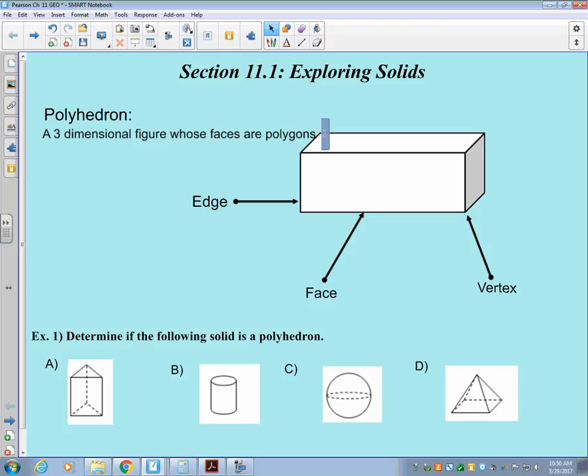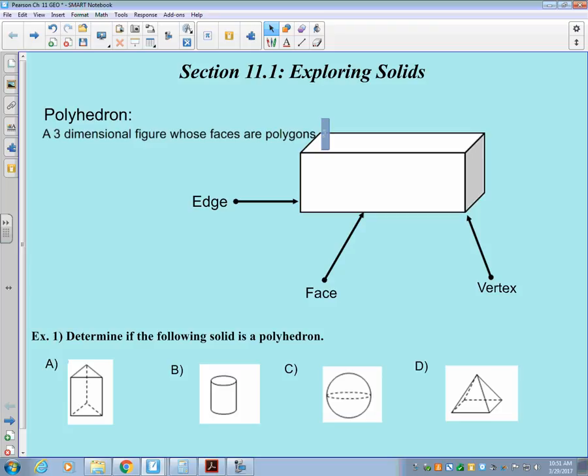So on the count of 3, we're going to say polyhedron together because it's a funny word and it's important for us to be able to communicate effectively together. And if we don't practice saying it, then when we say it, it's going to sound funny. So on the count of 3, let's say polyhedron together. 1, 2, 3, polyhedron. All right, so a polyhedron has 3 components.